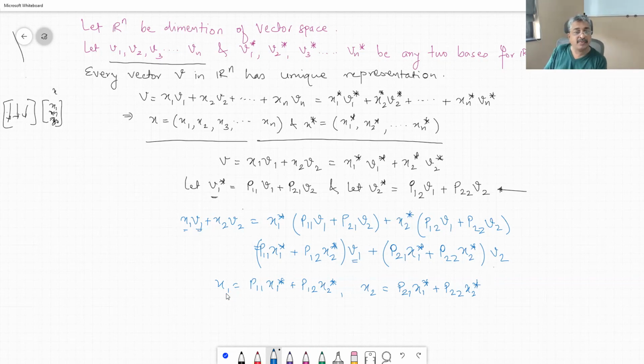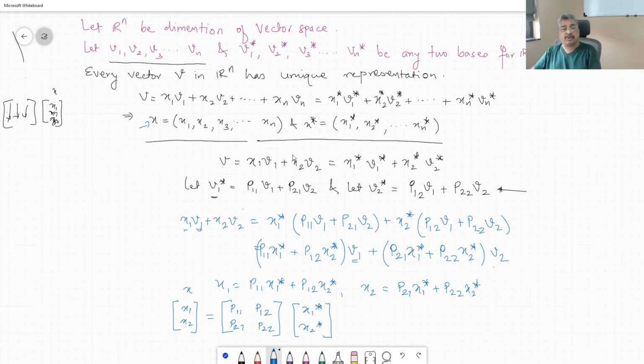But then what are x1 and x2? It was our vector x. So vertical x1 comma x2, which is our vector x, happens to be the RHS. If you write one below the other, then we have a matrix equation: P11, P12, P21, P22 times x1 star, x2 star.